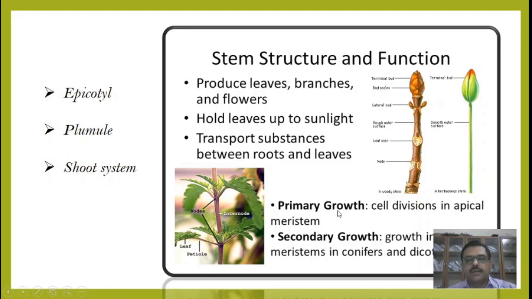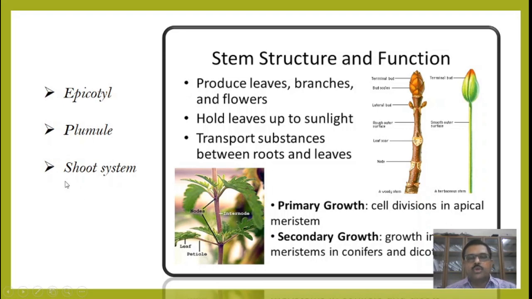We have already seen characteristics like primary growth and secondary growth in the first semester. Here we can see a term given, the epicotyl, and this is the portion of the embryo from which the stem develops. In an embryo, the region above the attachment of cotyledons is called the epicotyl, and this epicotyl has a part called the plumule from which the stem grows.